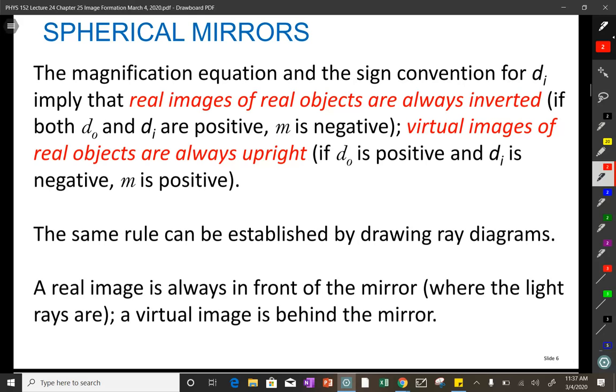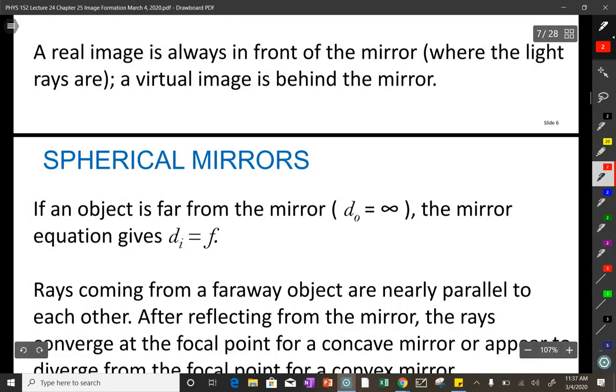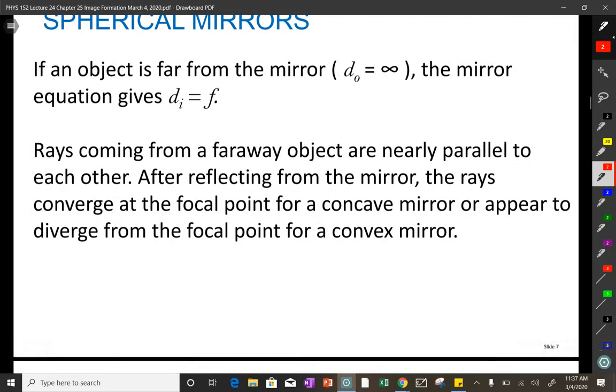Okay, so we could see there's a difference between the real and the virtual image. And it had to do with the concave. The concave could make both. The convex could only make virtual. And with the concave, it depended on the distance between the object and the mirror whether it was going to be real or virtual.